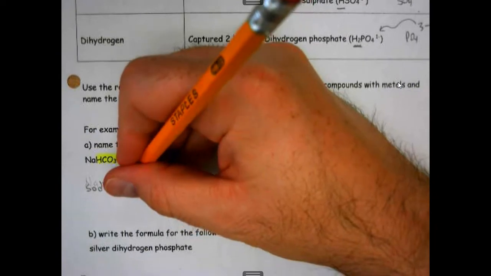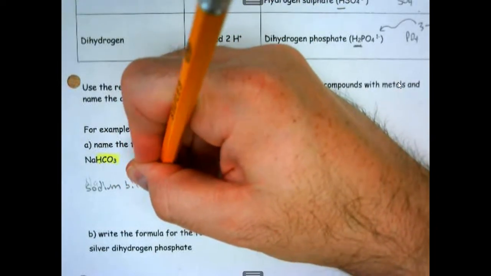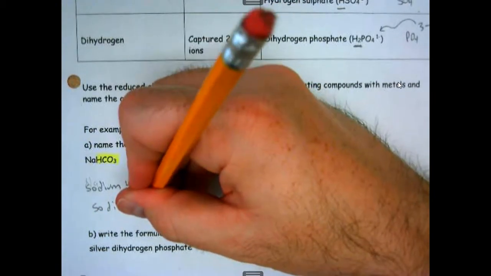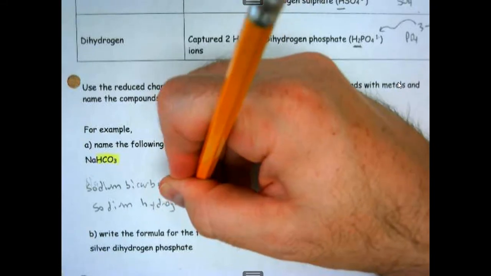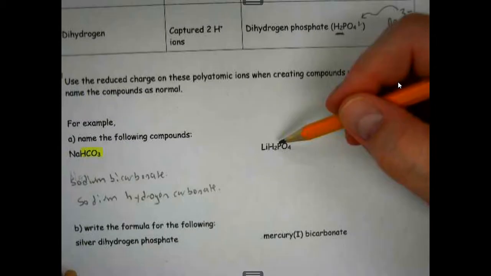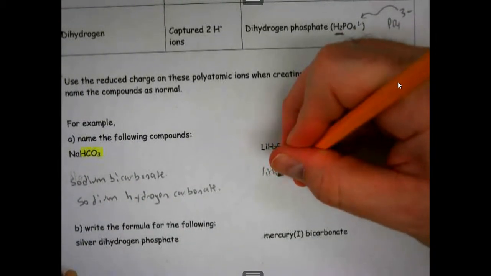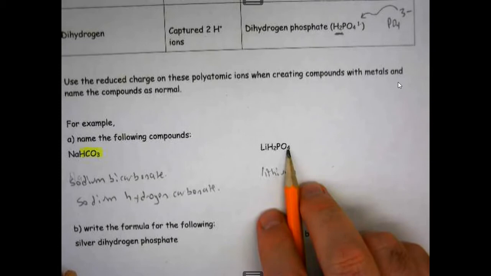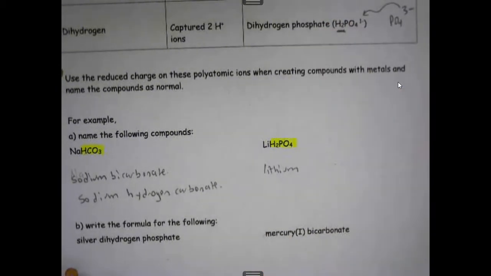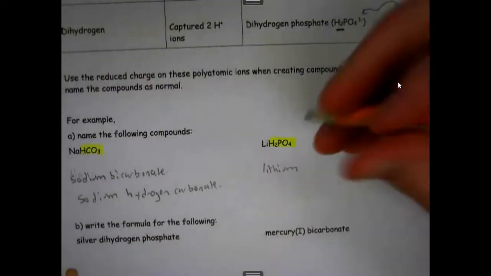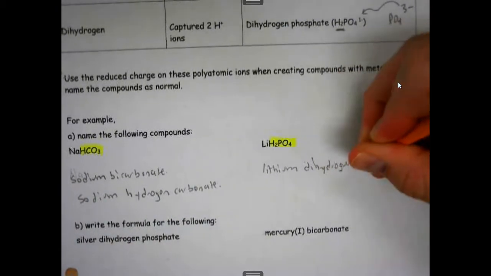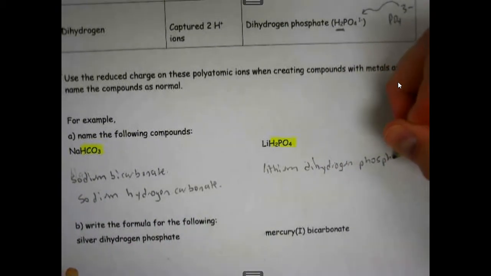So this is going to be sodium bicarbonate, or it's going to be sodium hydrogen carbonate. Okay. This one over here is going to be lithium. And this is a phosphate that has captured two H's. And so it's going to be this dihydrogen phosphate. And there's no other version of that.